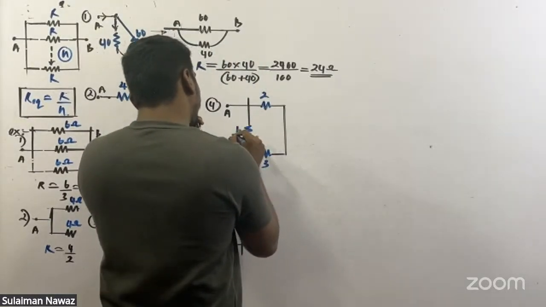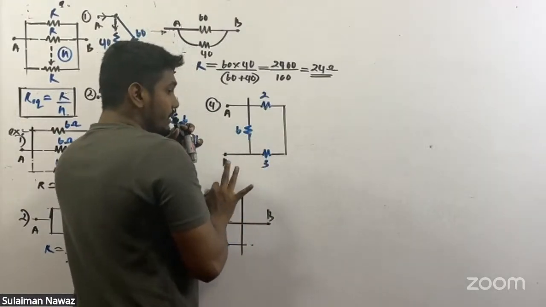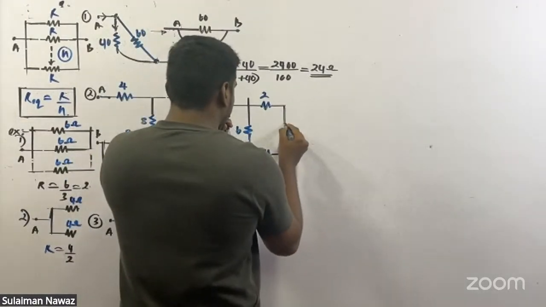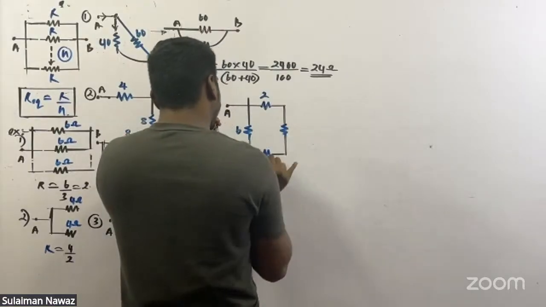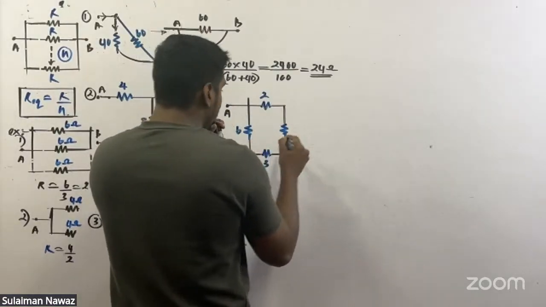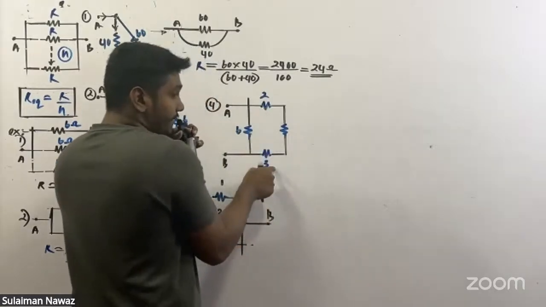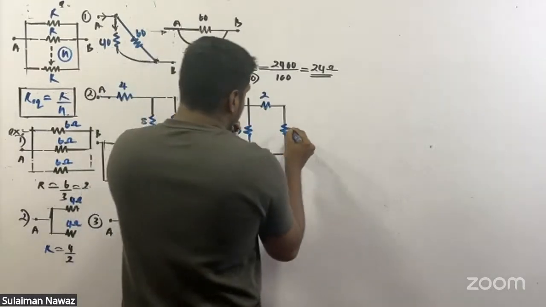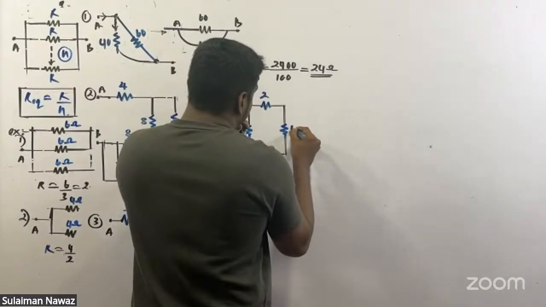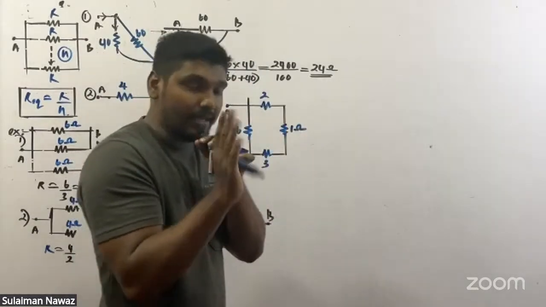Sometimes some resistors seem like they are in parallel, but that is a kind of trap. If they are parallel, you know the condition.